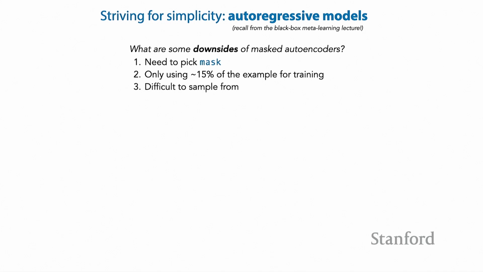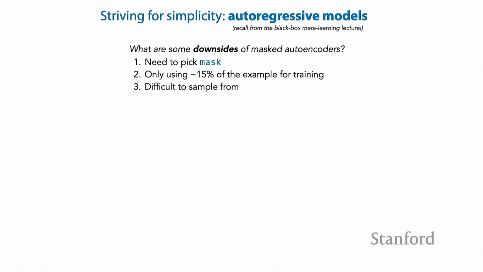In a sense, autoregressive models are very closely related to masked autoencoders, but they simplify a couple of things. First, we can think about what some of the downsides of masked autoencoders actually are. Maybe the most obvious one is that we have this extra thing we have to pick. We have to decide how we're going to do the masking, and there are maybe better and worse ways to do that, and it's not always obvious what they are, so it causes us stress and we lose sleep.